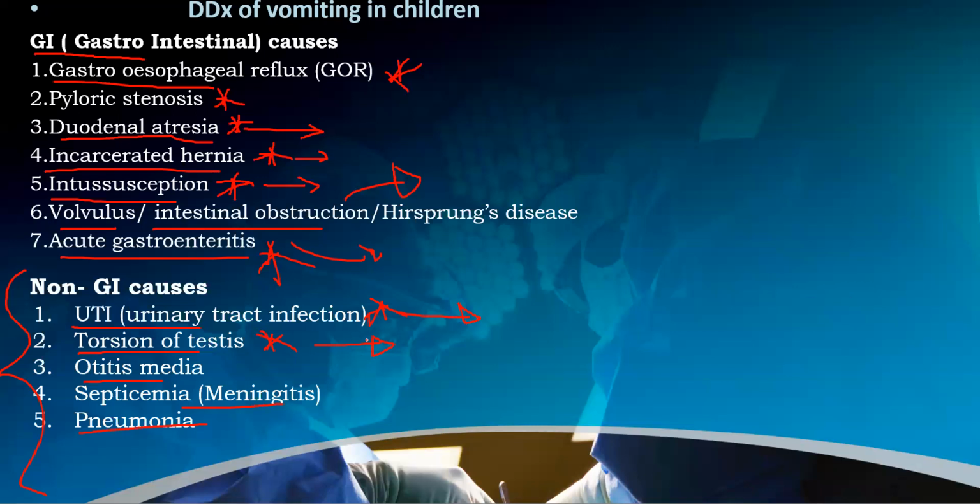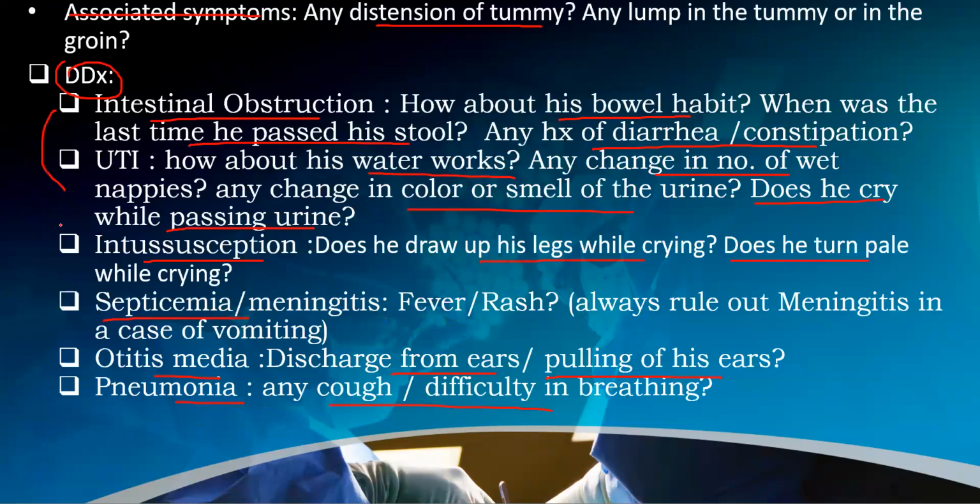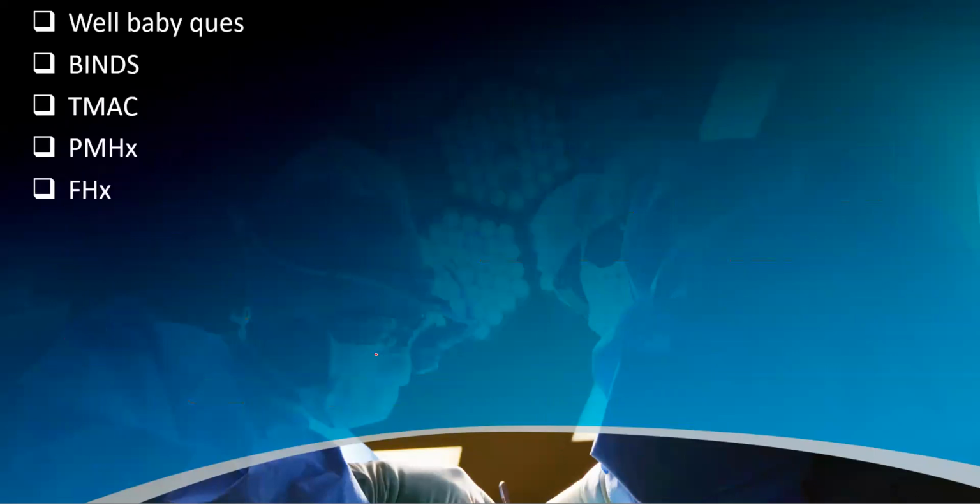All right. So most of the differentials we are asking just by following these vomiting questions and then this differential diagnosis. So start with the vomiting question, ask bowel habit, waterworks, ask about intussusception, pneumonia, otitis media, and meningitis or septicemia. Once you have done with the differentials, the next format is always the same for all other pediatric questions, which means we ask well baby questions, we ask BINDS, we ask TMAC, past medical history, and family history. Now let me discuss a little bit about all these things.